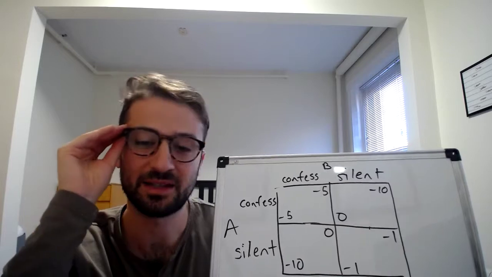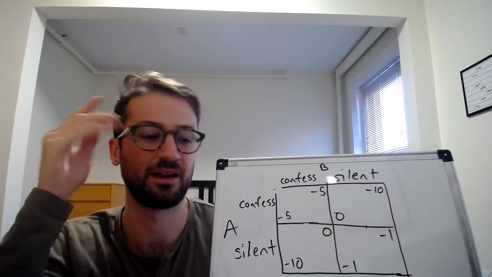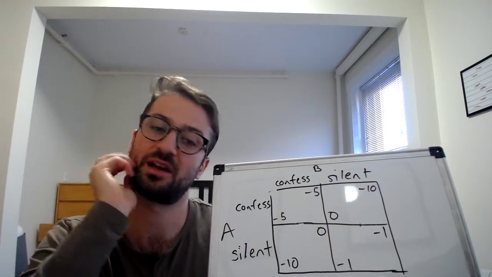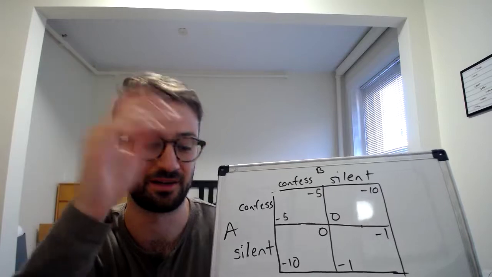So that's the setup of the game. It's kind of intuitive. If they both just stay silent and are good, then they minimize the total prison time. They each go for 1 year. If one cheats and one doesn't, then one gets screwed, et cetera, et cetera.